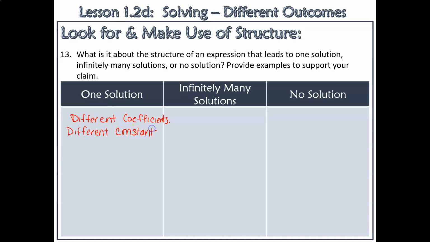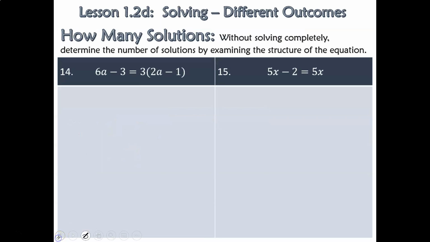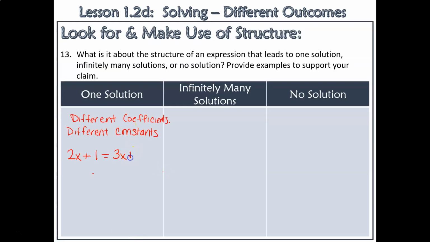So let me show you. So I have 2x plus 1 equals 3x plus 4. Okay, so if I subtract 2x, I have 1 equals x plus 4. If I subtract 4, I have x is negative 3. So these are different, and then the constants are different.